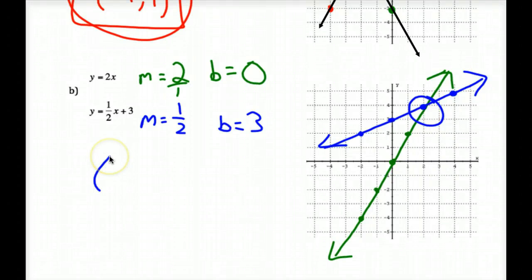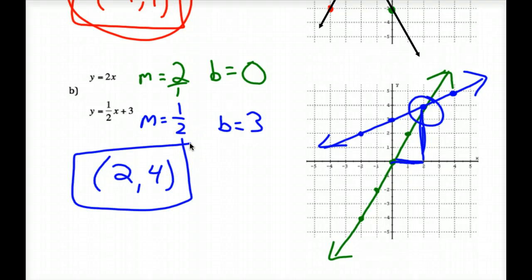And Cholet, what is that point? It's 4, 2. Well, you got to put your x first, remember? For a point, we go x first and then y. Exactly, 2, 4. Everybody put 2, 4 into both equations and make sure it works.